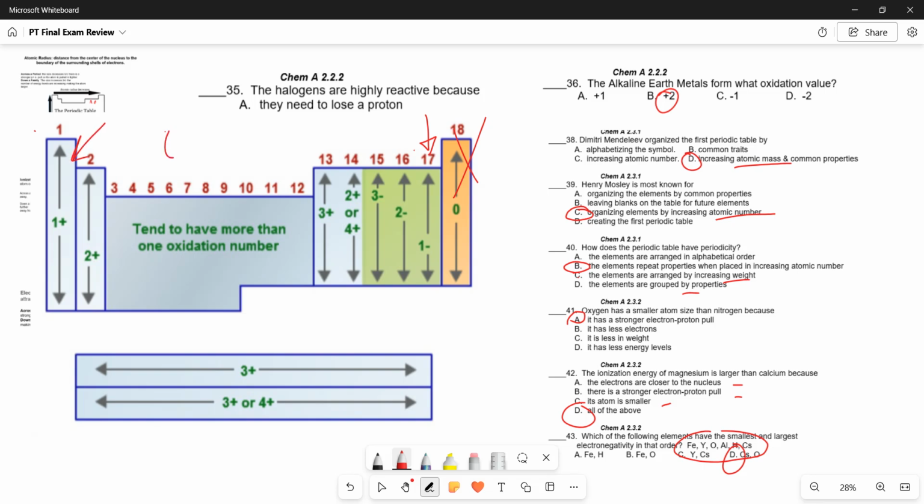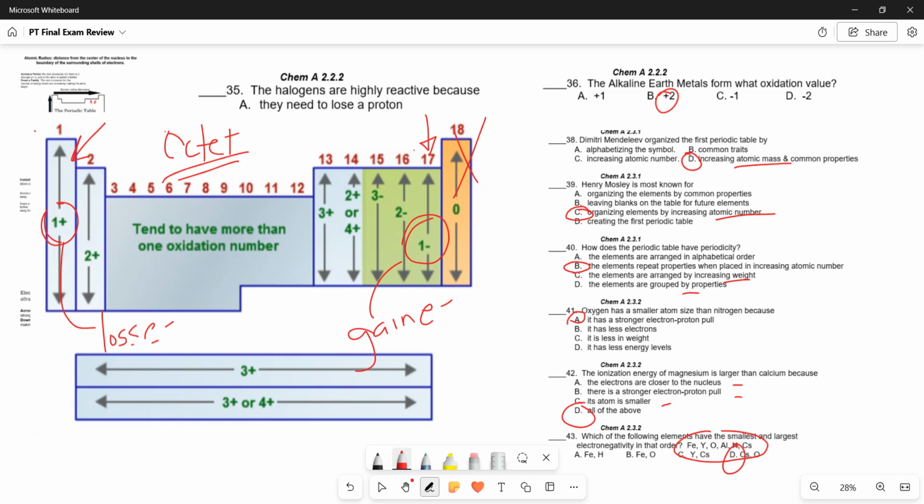And that is because they're so close to having an octet. They form a +1 charge in the alkali metals because they lose an electron to get that octet. And the halogens form a -1 charge because they gain an electron to get an octet. And they do that through bonding.